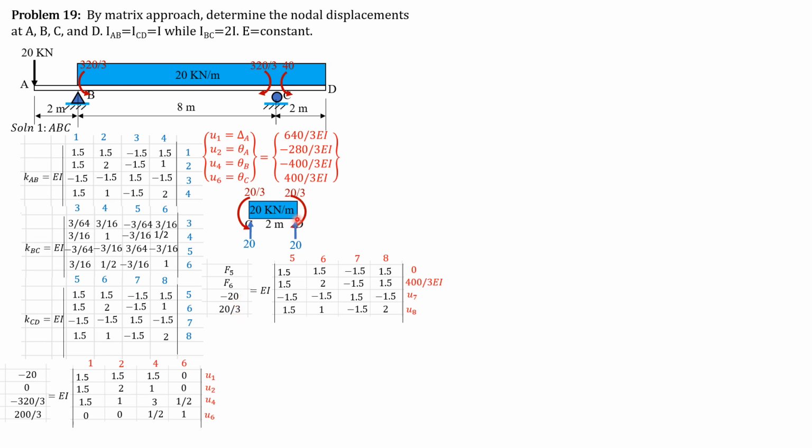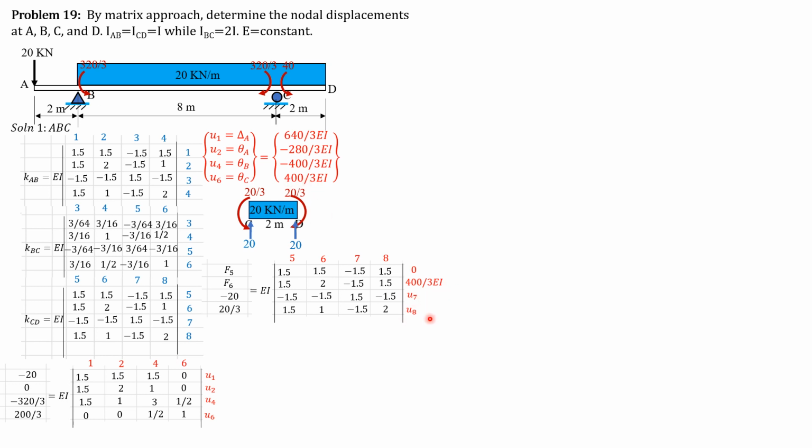As I said, at 7, opposite of upward 20 is downward 20, negative 20, and opposite of this clockwise moment is counterclockwise moment 20 over 3. So we just call the forces at 5 and 6 as F5 and F6, and this is the stiffness of CD. We just copy 5, 6, 7, 8. Remember that delta 5, delta C, is 0. Then this is theta C, 400 over 3 from the preceding calculations.